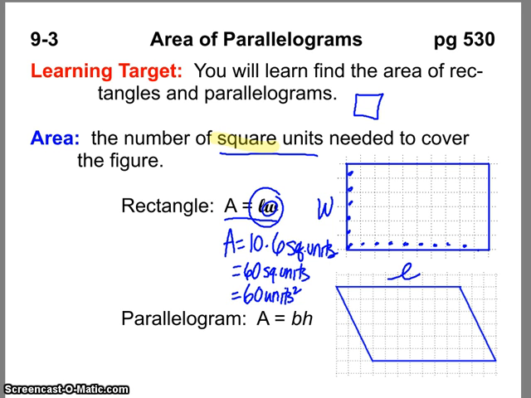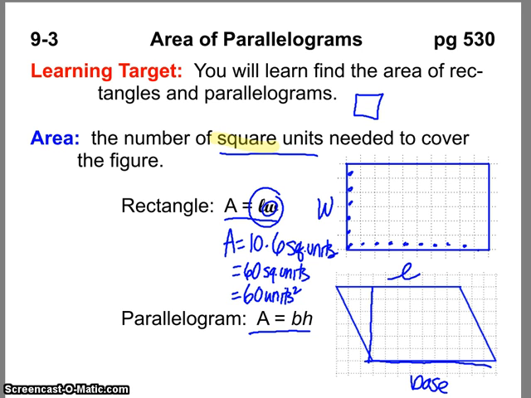Now, a parallelogram doesn't necessarily have length and width because sometimes they can be a little bit slanted. So we use a very similar formula, but we use area equals base times height. Now, a base of a parallelogram is always one of the parallel sides, and the height is the distance from one base to the other.